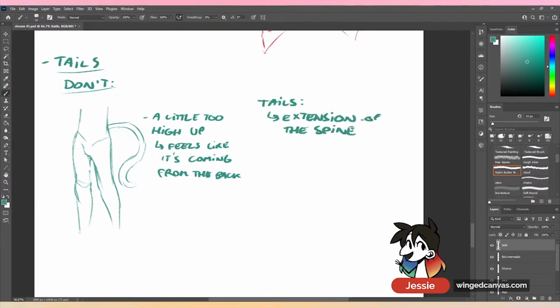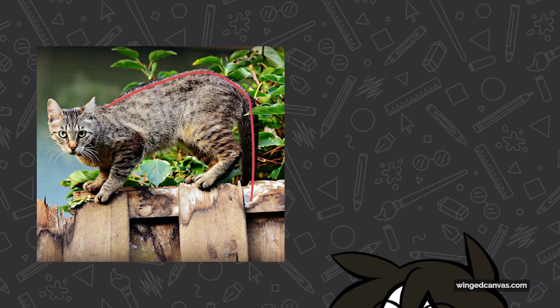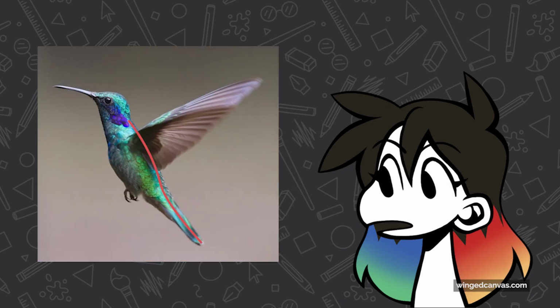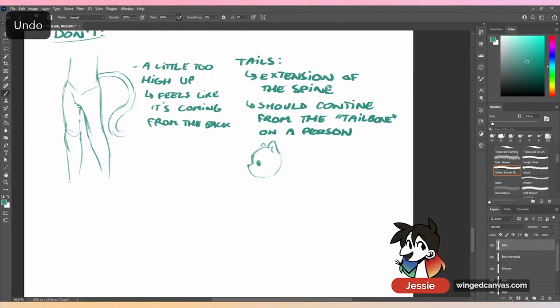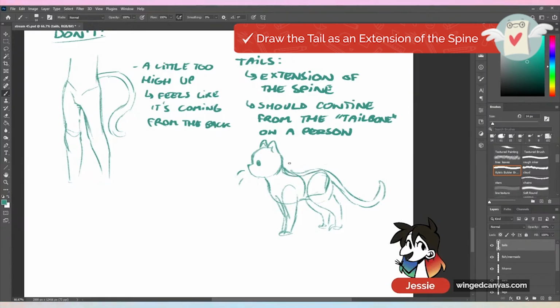Tails are an extension of the spine. That's really all that they are. Think of cats, dogs, birds. If you think of a cat, cat tails in general are an extension of the spine. So they come out from where the spine extends, right?